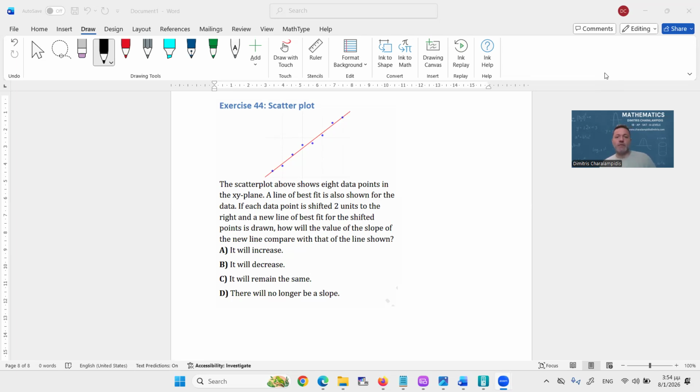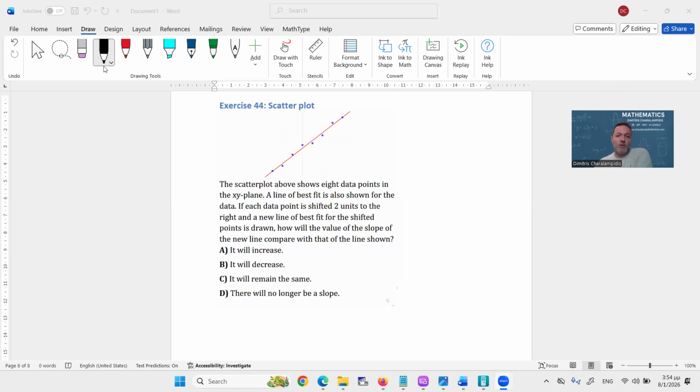If each data point is shifted 2 units to the right and a new line of best fit for the shifted points is drawn, how will the value of the slope of the new line compare with that of the line shown? Will it increase? Will it decrease? Will it remain the same? There will no longer be a slope.